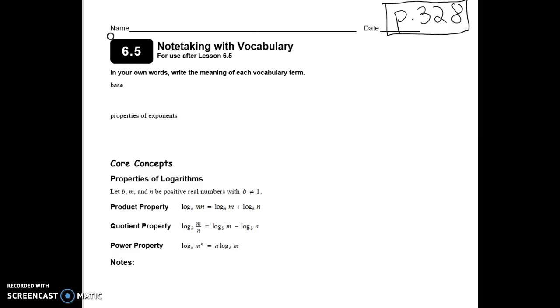vocab words for base. Remember, base would be the number that has the exponent. So here the base would be b. Or if we have 3 to the x, the base would be 3. Okay, so these two are the bases.